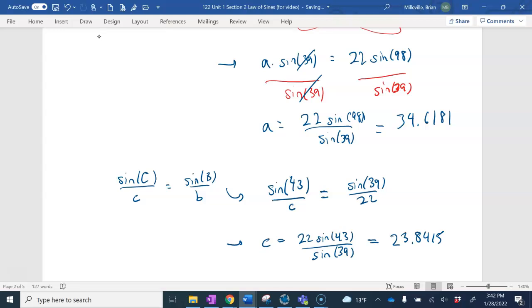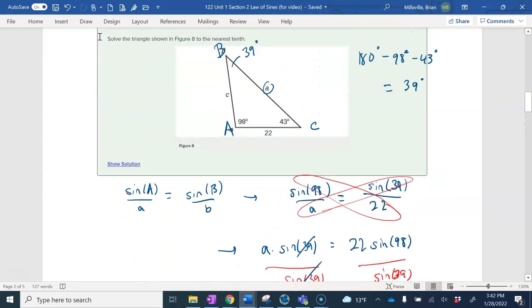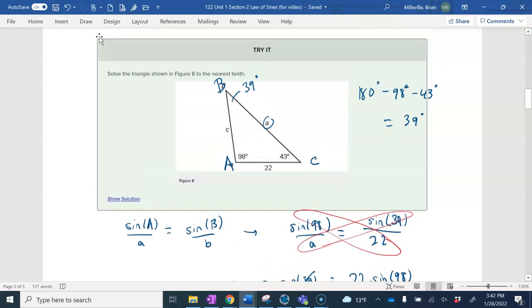What we found were two lengths here, little a and little c. So we could go back up and label the figure. We found side length little a and side length little c, and that was all we were asked to do in this problem, which is to solve the triangle. Solving the triangle means finding all sides and all angles. For time's sake, I'm just going to stop this video here. In the next video, we're going to look at another couple of examples where we're given two sides and one angle and using the law of sines.